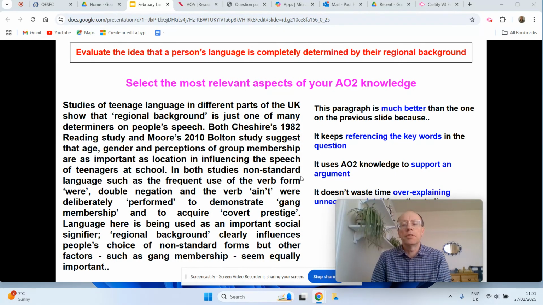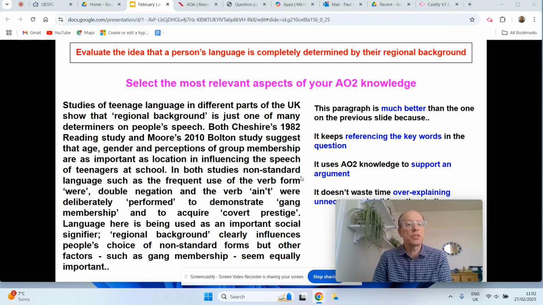It's also using the AO2 knowledge to support an argument. In this case, two good studies to draw upon, because you've got your Jenny Cheshire and your Emma Moore studies, which are about language and group membership. So the AO2 knowledge is there for a good reason. It's supporting an argument. The other thing is, it's not over-explaining unnecessary information.